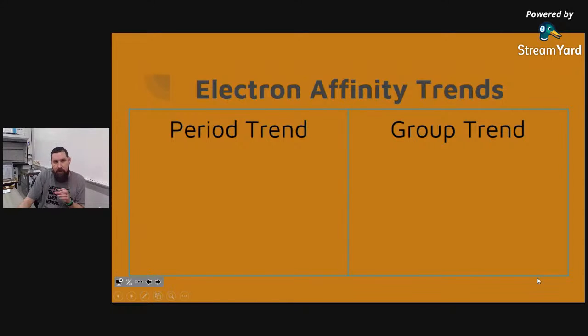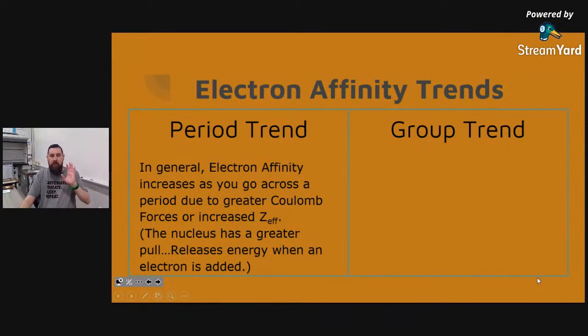So let's look at period and group trend. So period trend, as I go across, electron affinity increases as you go across due to greater Coulombic forces. In other words, there's increased attractive forces, and that nucleus has a greater pull. Because there's a greater pull for that electron, it's easier to put that electron in, and it releases energy in doing so.